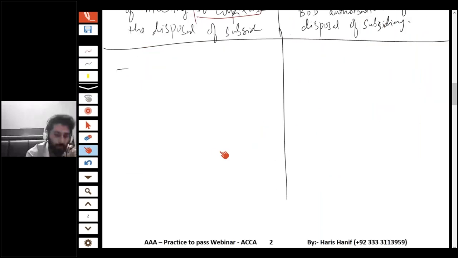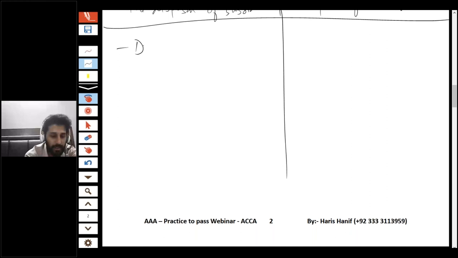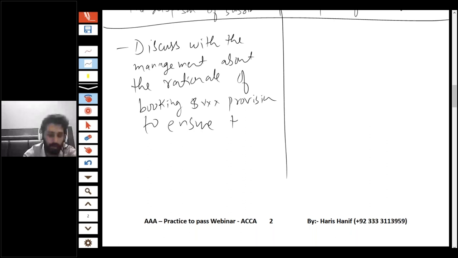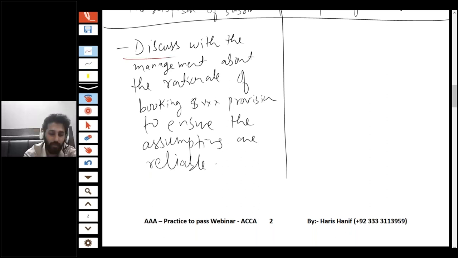Now, one more example. One more example is: discuss with the management about the rationale of booking XXX provision to ensure the assumptions are reliable. The assumptions are reliable.